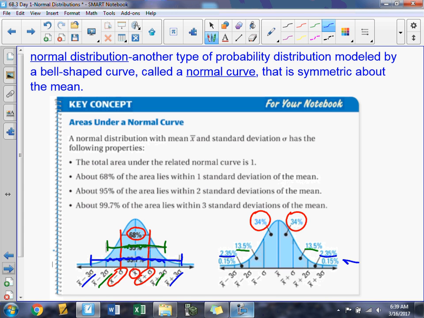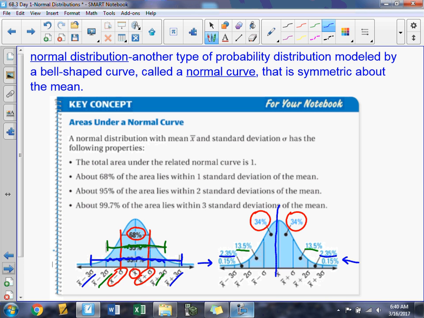You'll see 0.15% on each side, because from the middle all the way to the right has to add up to 50%, and from the middle all the way to the left has to add up to 50%. So if you add 34%, 13.5%, 2.35%, and 0.15%, you would get 50%. You do have to know those numbers.